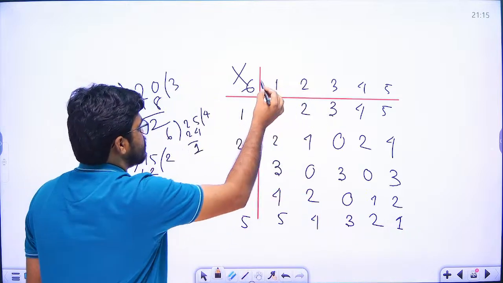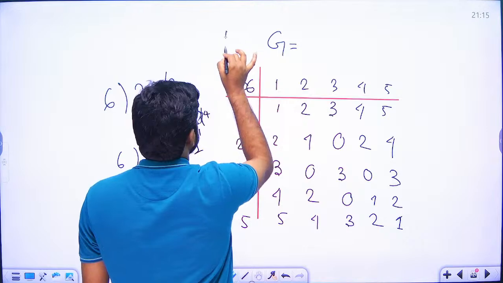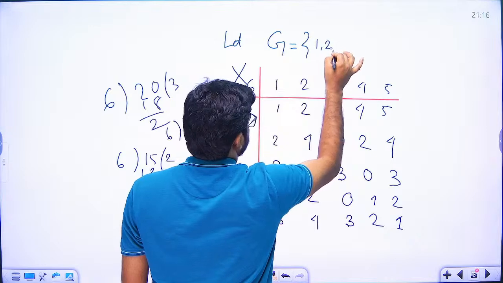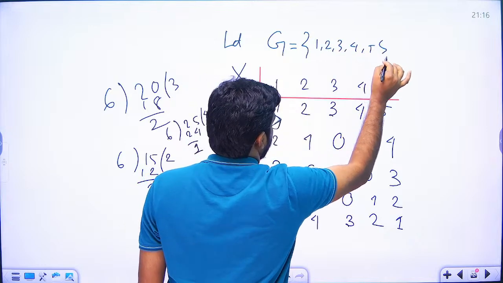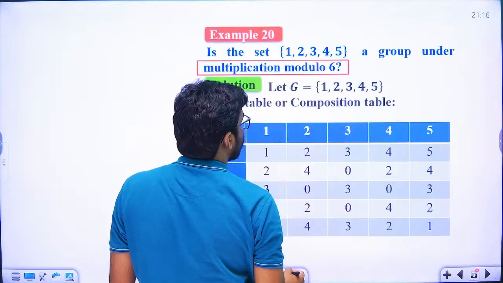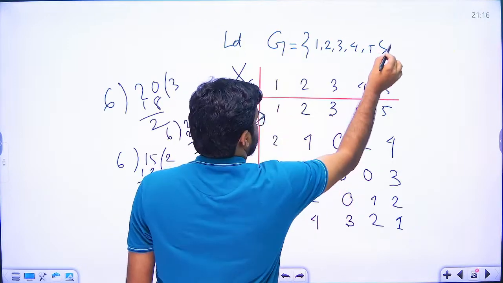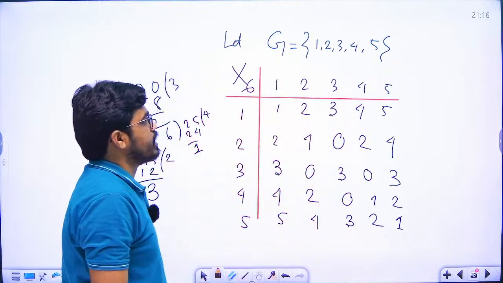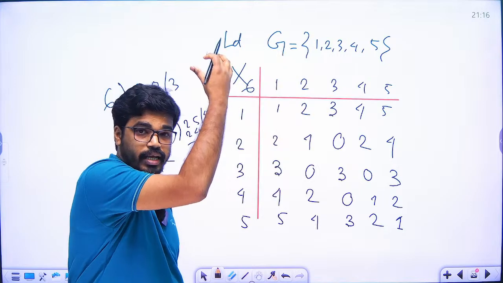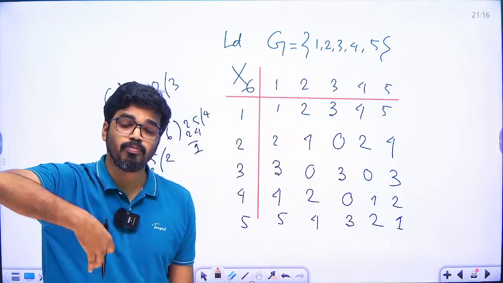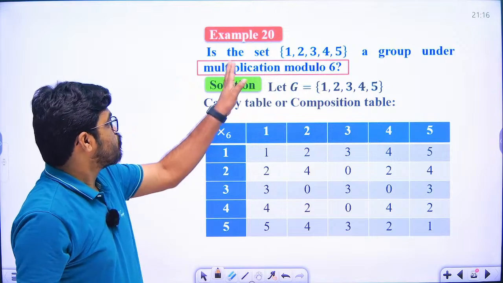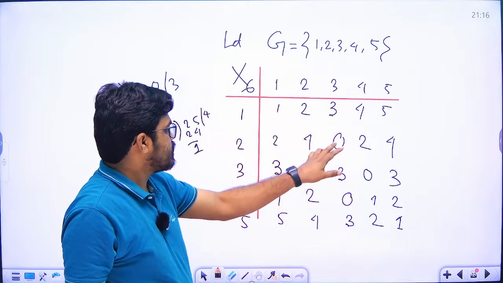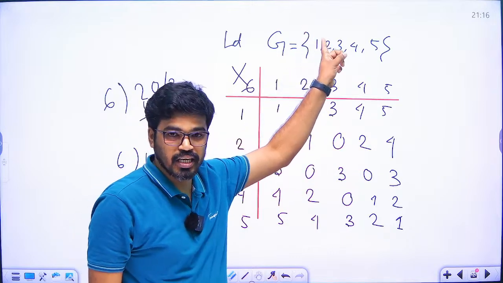We get this table. What is G? We consider G to be what is given here: 1, 2, 3, 4, 5. We have to check, is the set a group under multiplication modulo 6? Just see, we see that 0 does not belong to G, right?